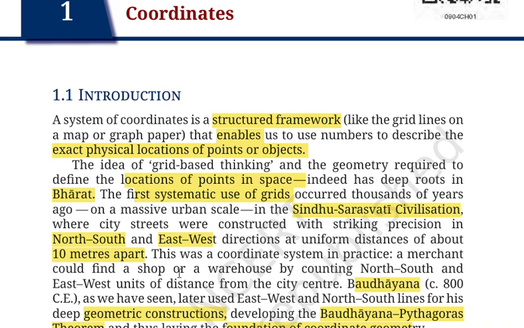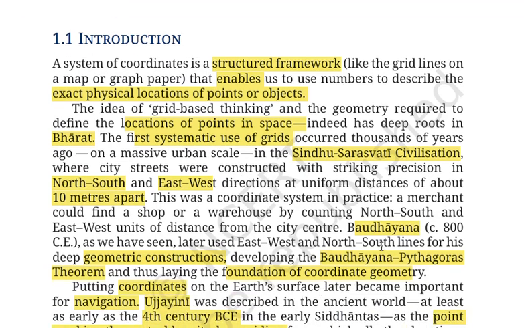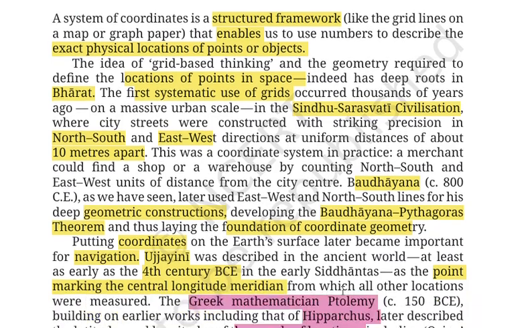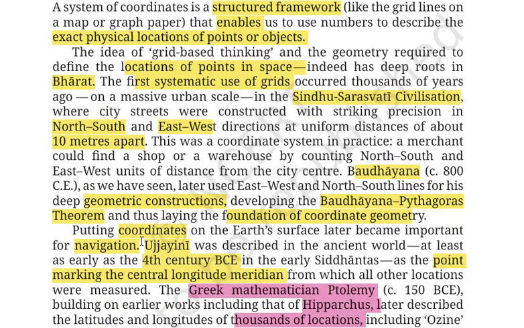A merchant could find a shop or warehouse by counting north to south and east to west units of distance from the city center. Later, Bodhayan used east to west and north to south lines for his deep geometric constructions. And he developed the Bodhayan Pythagoras theorem, thus laying the foundation of coordinate geometry. Now, putting coordinates on the Earth's surface later became important for navigation. So, for navigation, coordinates became most important.